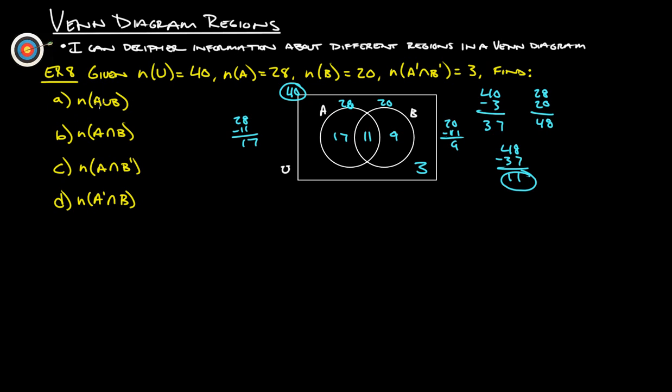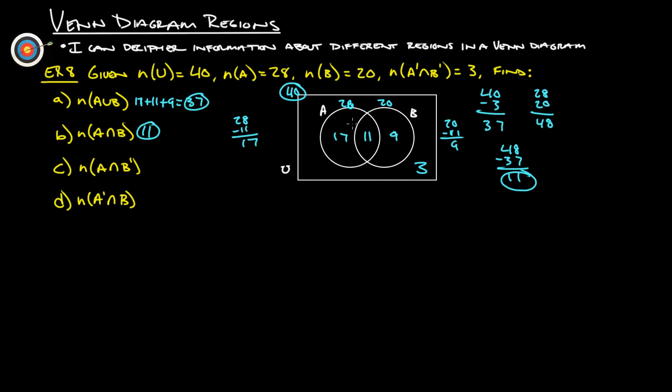So the number in A union B. A union B is anything that's in A or anything that's in B. So that is going to be 17 plus 11 plus 9, which we figured out earlier was not 40, but 37. Okay. The number of items in A intersect B. The A intersect B is just this middle region. So that's just 11.